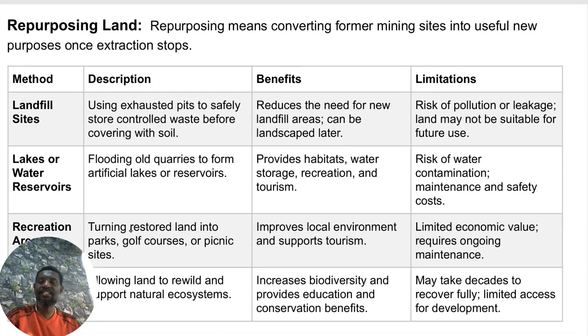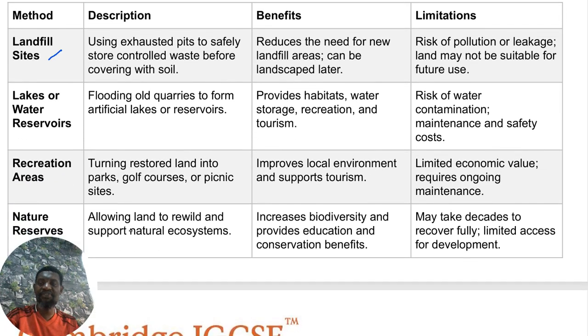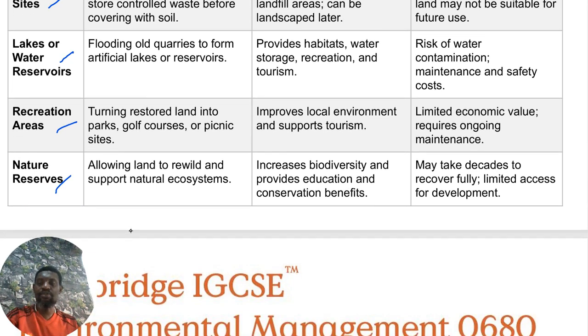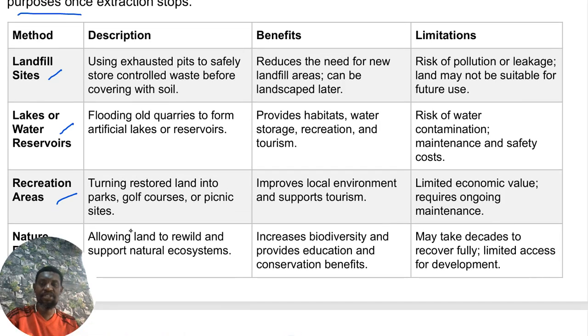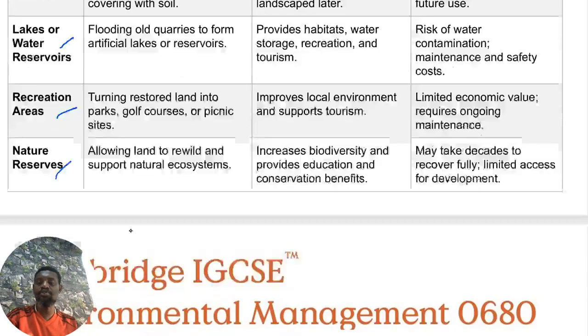Then next is repurposing the land. Repurposing means converting a former mining site into useful new purposes once extraction stops. So we can convert it to a landfill site, lakes or water reservoirs, recreation centers. We can convert it to a nature reserve. So you can also pause this, look at their description, the benefits and limitations. So we are done with syllabus content 1.2.